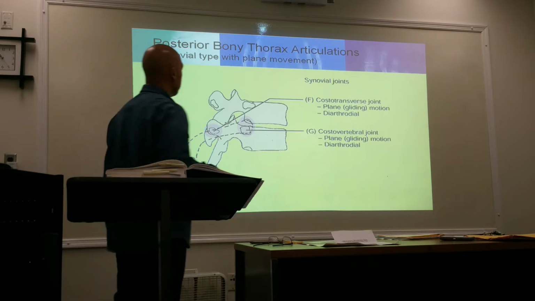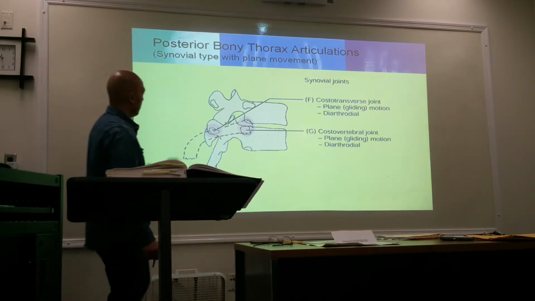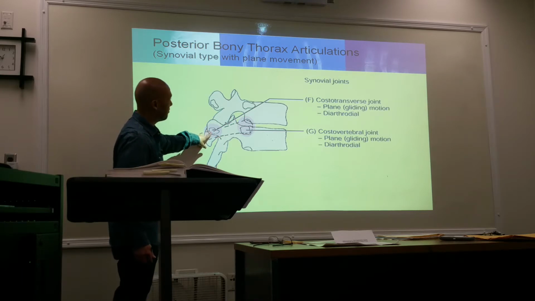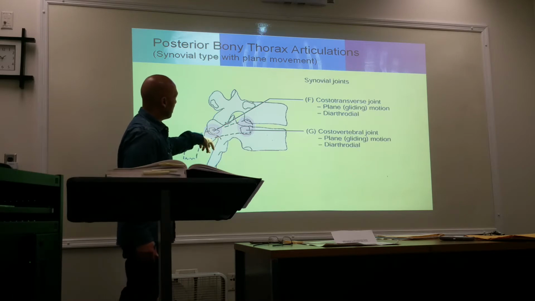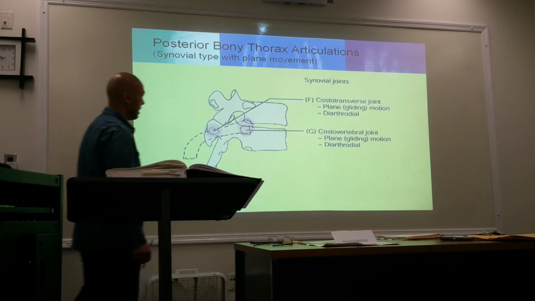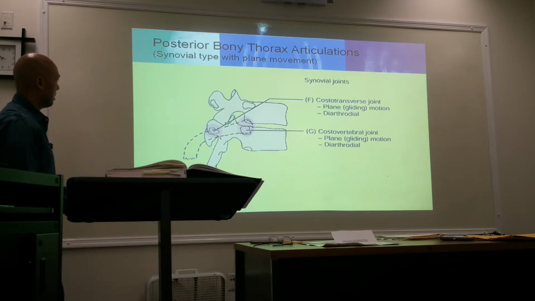All right, the articulation, your costotransverse joint, that's the tubercle of the rib articulating with the transverse process of the thoracic vertebrae. Actually, both of them are that way. So the costotransverse and the costovertebral joints are both plane or gliding type of joints, and they are diarthrodial. They are synovial joints.